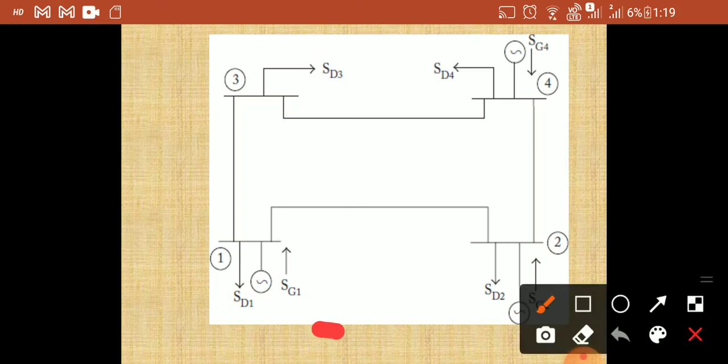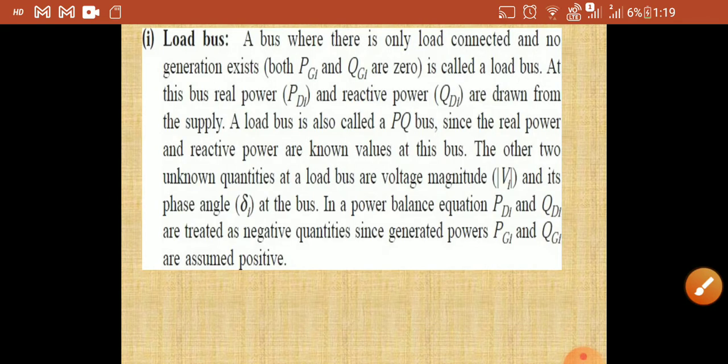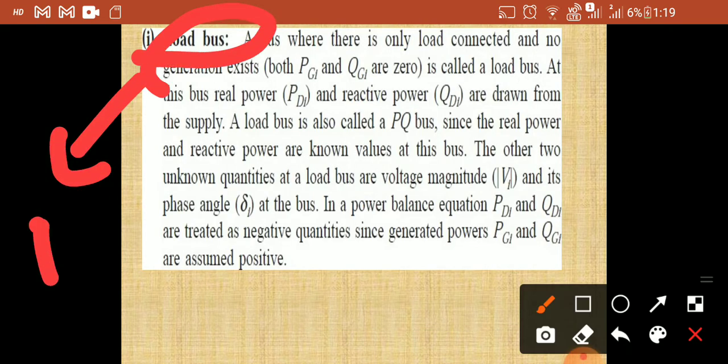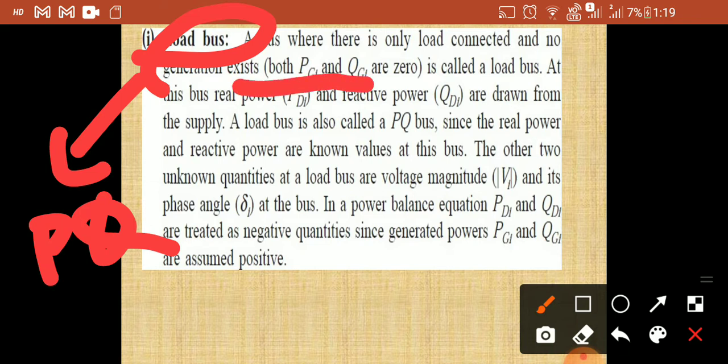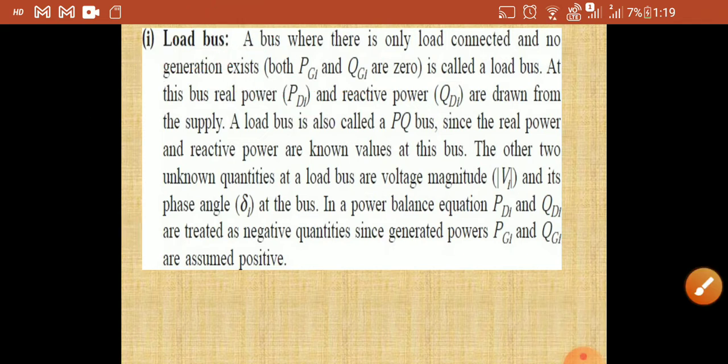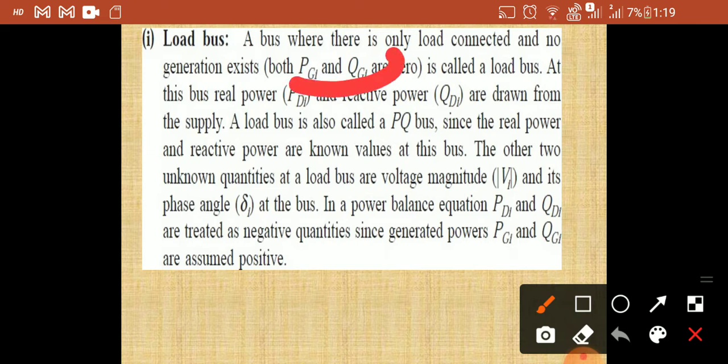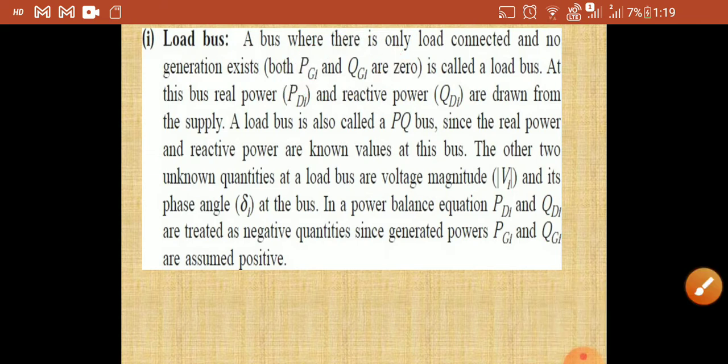This is an example of a schematic diagram of a 4-bus system. Here the load bus is otherwise called the PQ bus, where only load is connected and no generation exists. The real and reactive power demands are usually denoted as P_Di and Q_Di, and generation is denoted as P_Gi and Q_Gi, which should be equal to 0. The power generations, real power P_G and reactive power Q_G, are equal to 0, which is called a load bus.